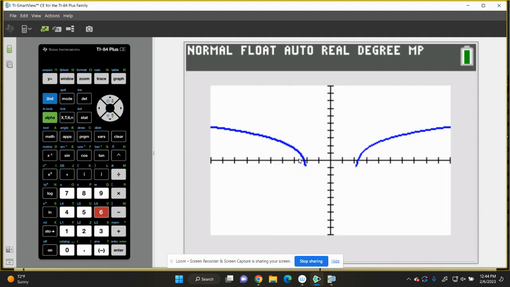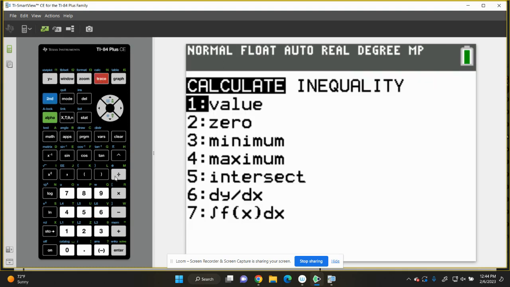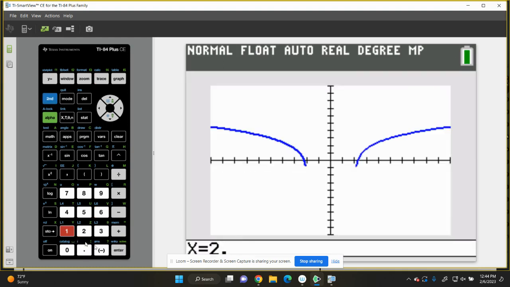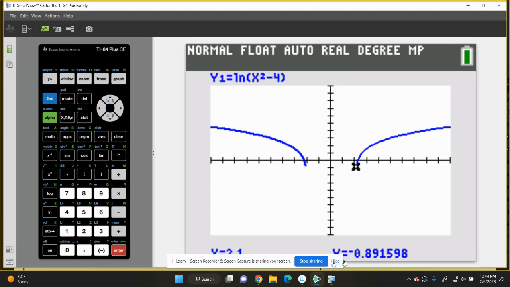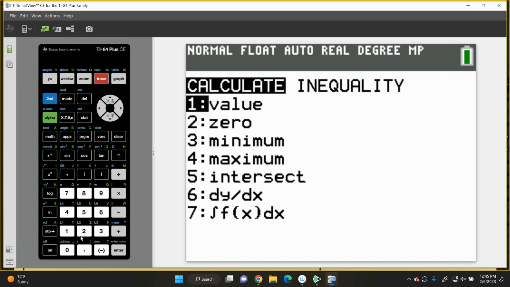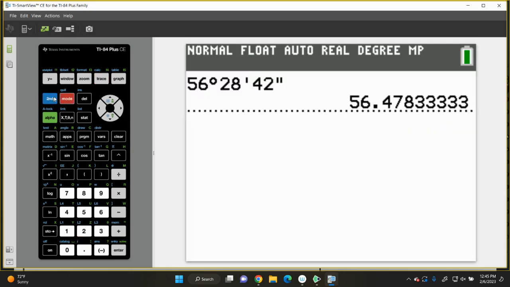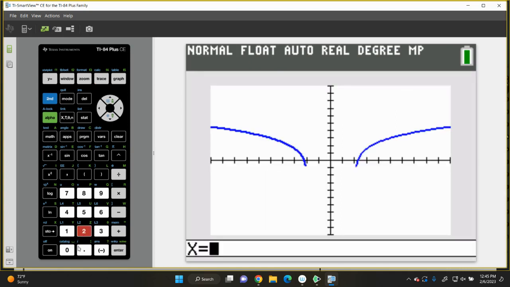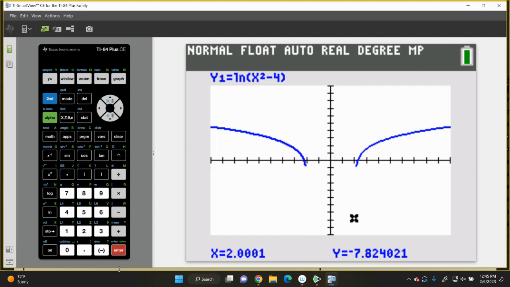So if I evaluated f of 2.0000001, right? Calculate value. Okay, let's do 2.1. We're getting a value. If I do a calculate value of 2.0001. See where my cursor is? Although the graph looks like that value does not exist, it looks like it's undefined there, but it's not. This is a vertical asymptote.